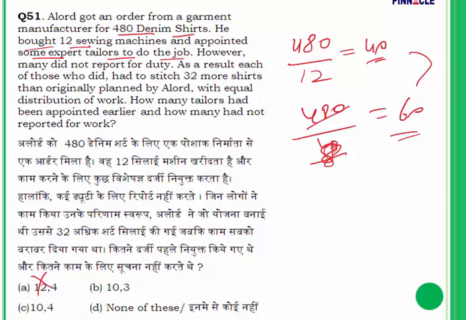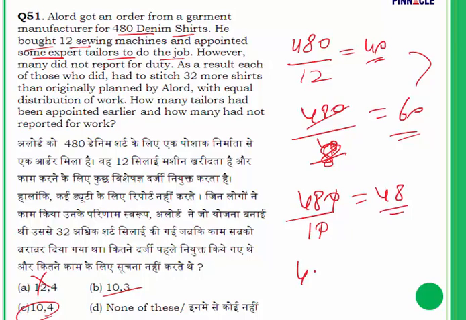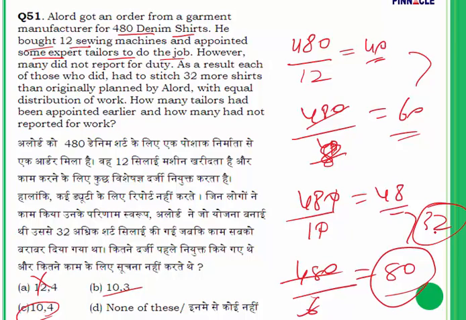Let's take answer C, or you can also take B. If we take C, then 480 divided by 10 is 48 shirts per tailor. In this other case, 480 divided by 10 minus 4, that is 6 reported. So with 6 reported, it means 80 shirts per tailor. And in the earlier case 48, so the difference is 32. So the answer is C. Earlier, 10 tailors were appointed and were supposed to sew 48 shirts each, but due to some reasons 4 did not report, so 6 reported. Now they have to sew 80 shirts. So the difference here is 32 shirts.